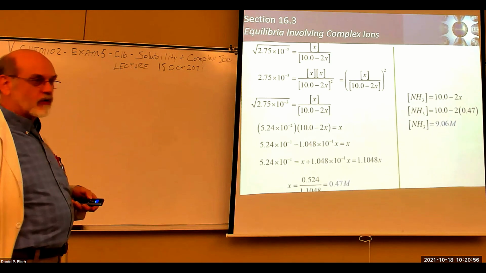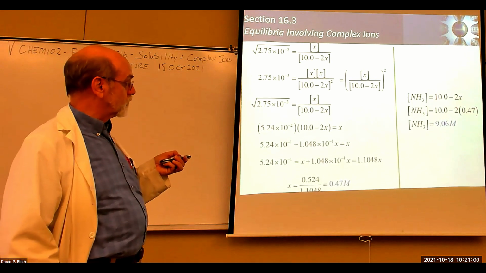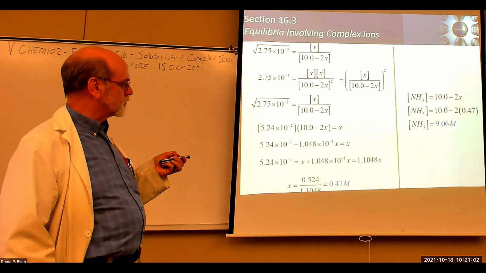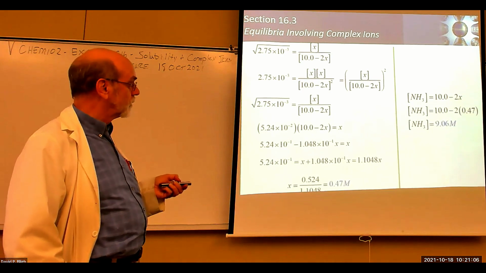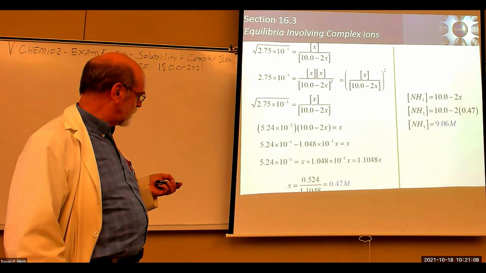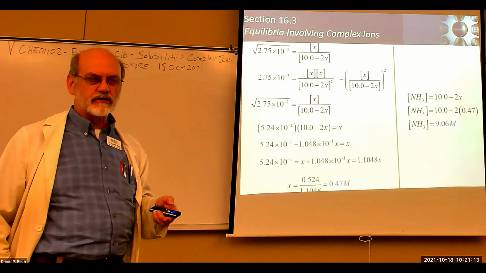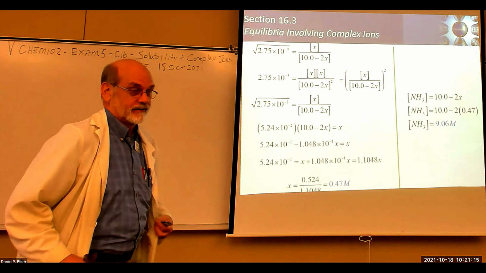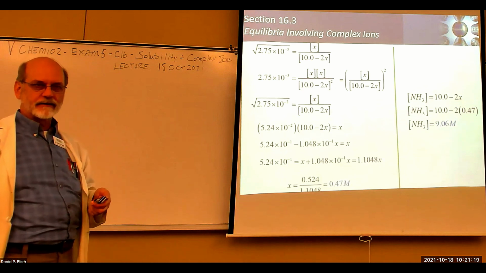So how much ammonia is left in solution? This is what we started with, 10 molar, but we had to subtract 2 X's, correct, based on our ice table. And our X is 0.47, so we have 9 molar ammonia left in solution. We've still got a lot. In fact, if you put your nose over it, you can probably smell it.